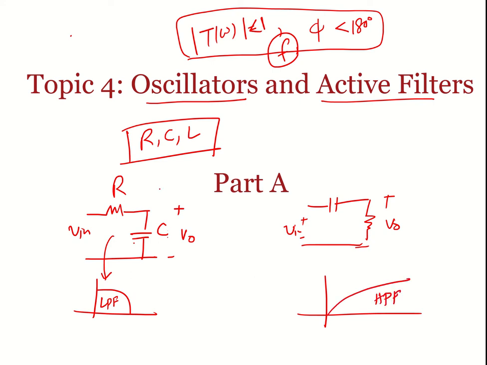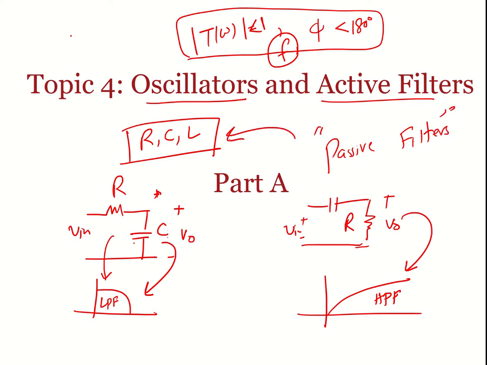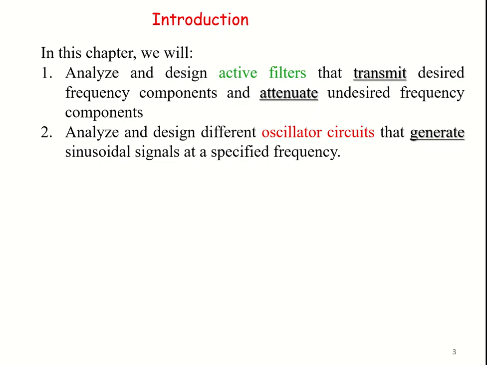This is a very important characteristic: if you have an RC network and you take output across the capacitor, it will be a low pass filter, and if you take output across the resistor, it will be a high pass filter. So these are the passive filters which we can make using simple lumped components. Now we will study how we can actually make active filters, where we combine op amps in the making of filters.